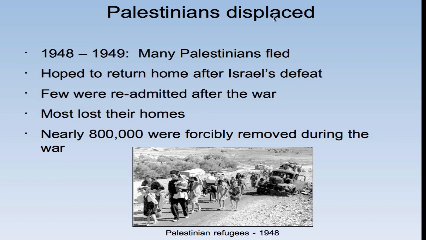But what happens to the Palestinians? While this signaled a victory for the fledgling Jewish state, the plight of Palestinians, unfortunate enough to be living within Israel's new national borders, was just beginning. Between 1948 and 1949, many Palestinians fled the new Jewish state with hopes they would be able to return home after Israel's defeat. However, this obviously didn't happen, and with the new nation of Israel, few were readmitted after the war and most lost their homes. Furthermore, almost 800,000 Palestinians were forcibly removed from their homes within Israel during the war.